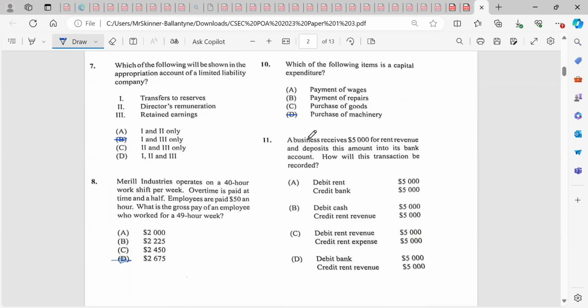Number 11, a business receives 5,000 for rent revenue and deposits the amount in the bank account. How will this transaction be recorded? Debit what? Debit bank and credit rent revenue. Yeah, correct.